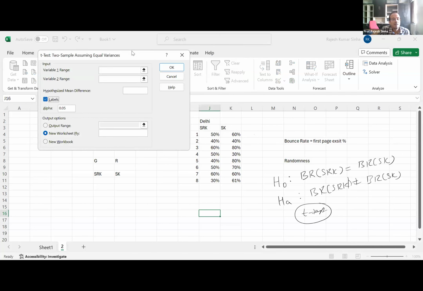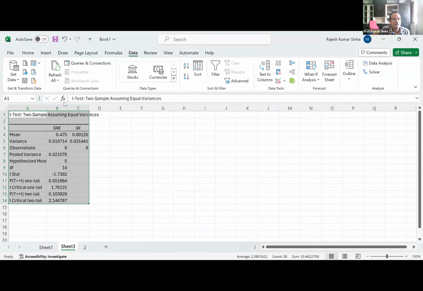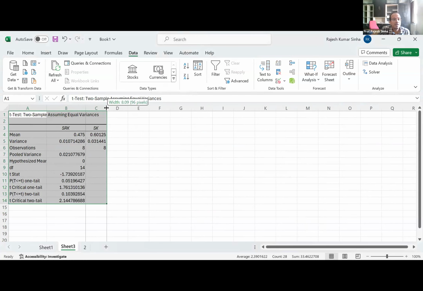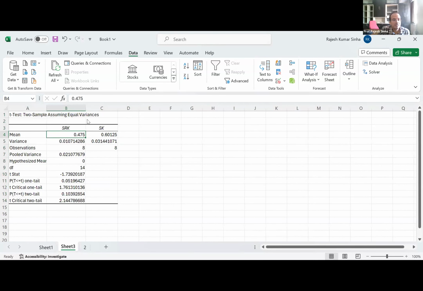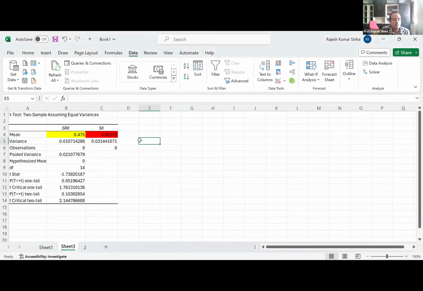All right, okay. In two samples, first of all, I have to click on that. Yes, labels are there. My p-value cutoff is 0.05. Variable 1, because I have mentioned my labels, is SRK, and variable 2 is Salman Khan. I clicked on OK, very simple. And then I have this result, see. For SRK, the average bounce rate is 45%. For Salman Khan, my average bounce rate is how much? 60%. It is more. What is my p-value? P-values are important for me.